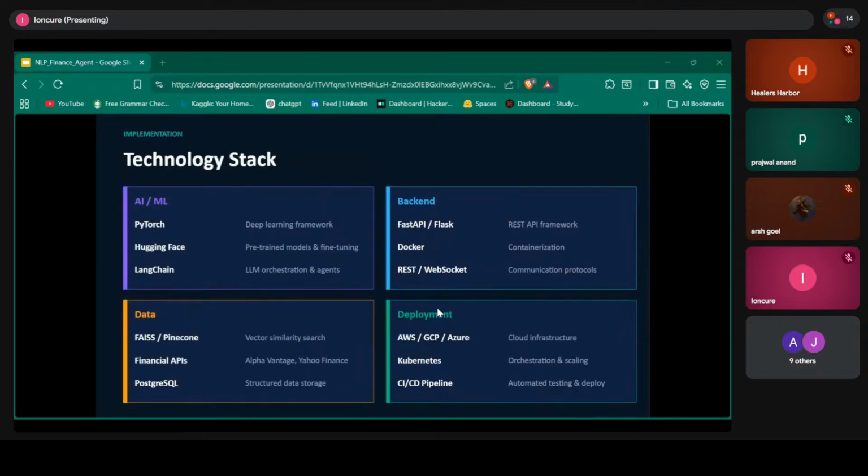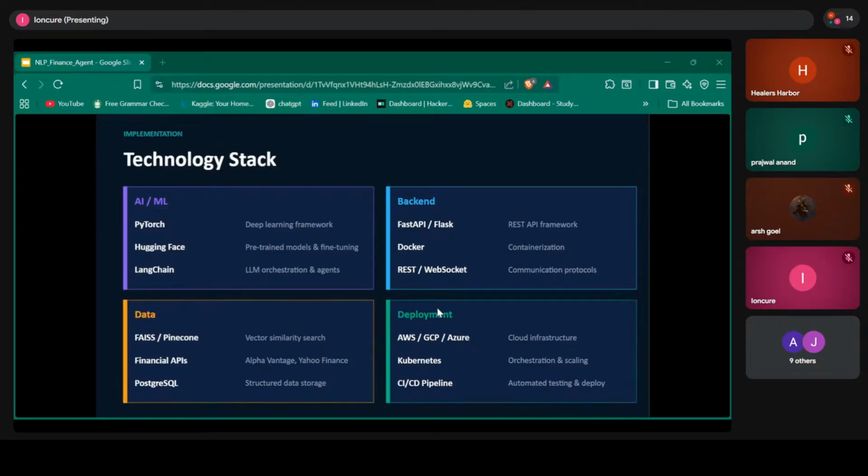Moving a system like this from a Jupyter Notebook to production requires a robust engineering stack. On the ML side, Python is the deep learning foundation. Hugging Face provides pre-trained transformer models and fine-tuning infrastructure, and LangChain handles the LLM orchestration and agent calling logic. The backend is built on FastAPI, which gives us a clean and high-performance REST API, and we containerize the application with Docker for consistent deployment.